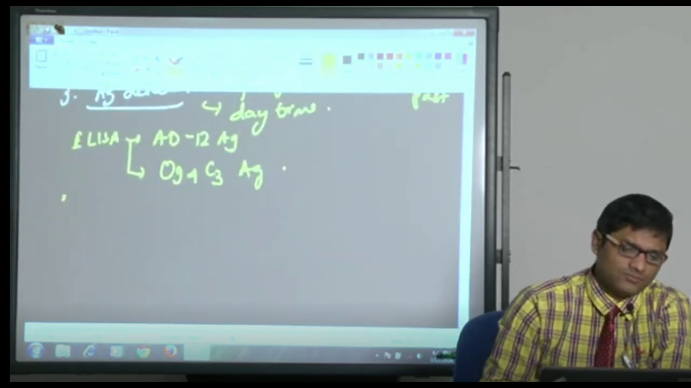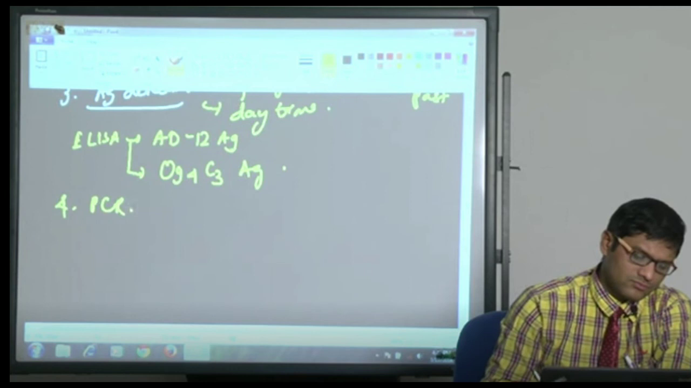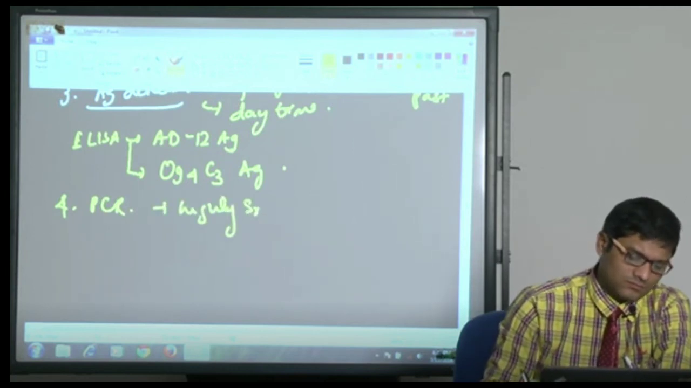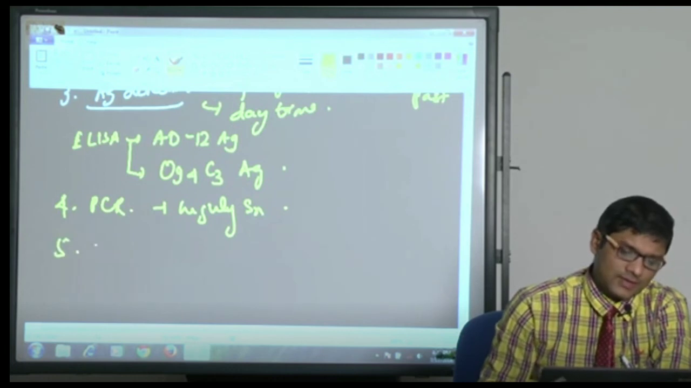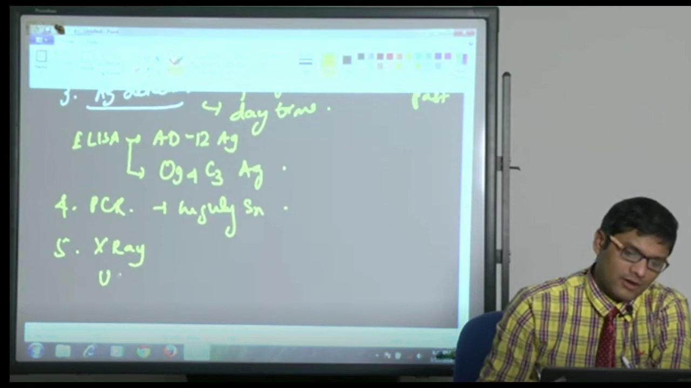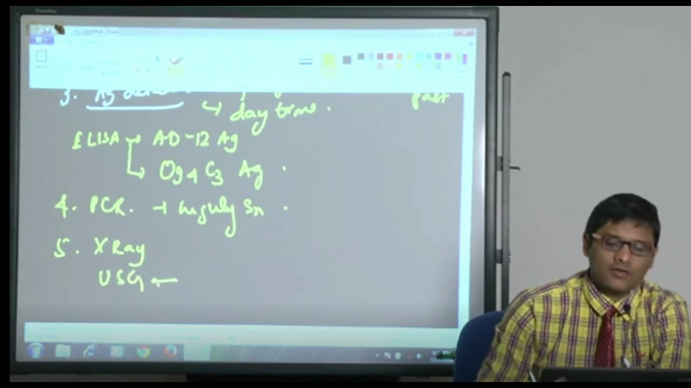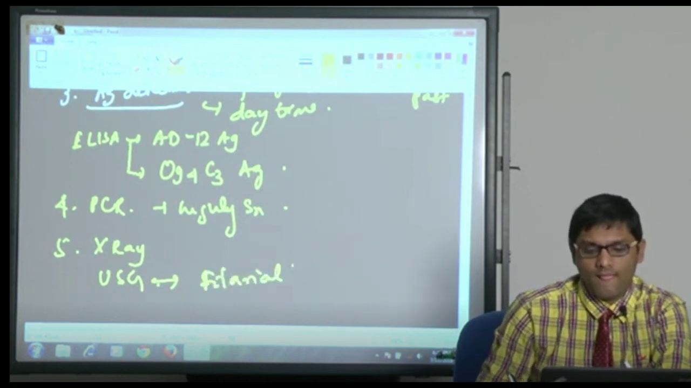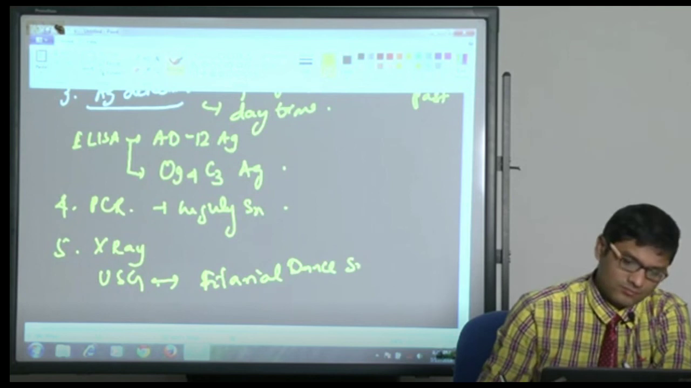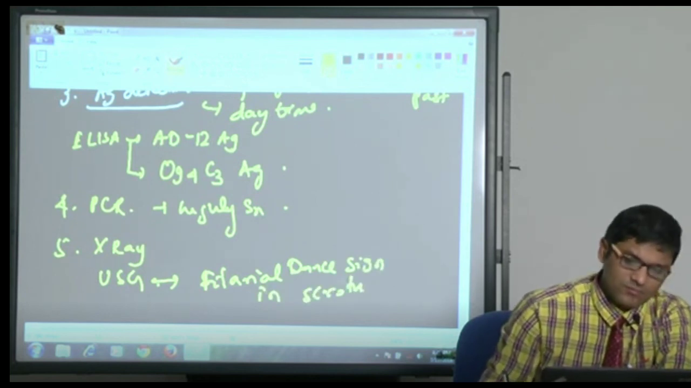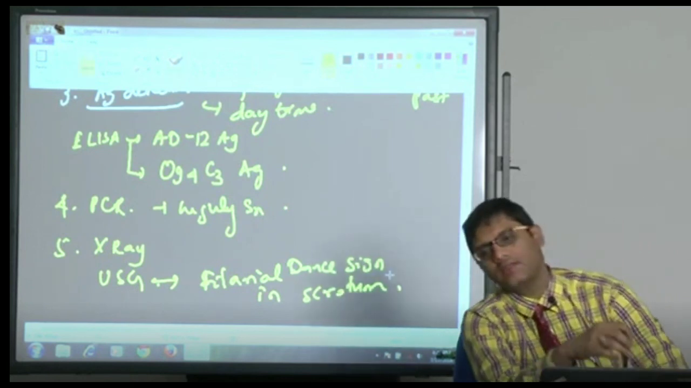PCR also you can do. PCR is highly sensitive. X-ray and other imaging methods can be done. Ultrasound, if you do, then you can see the filarial dance sign in scrotum.